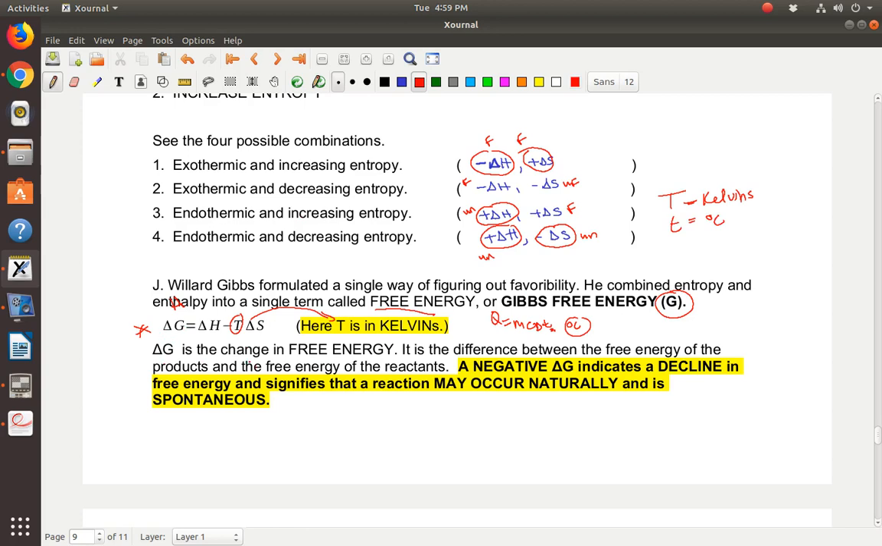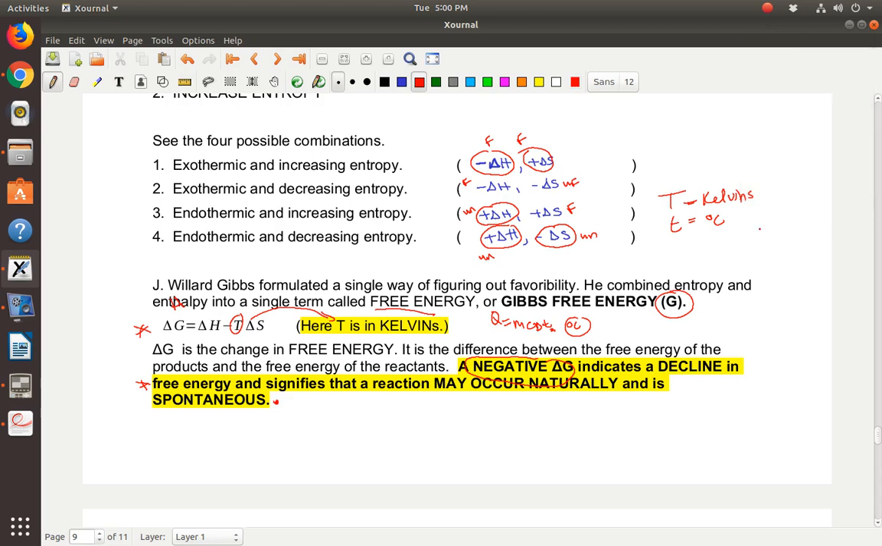So delta G is a change in free energy. A negative delta G, this is important, indicates a decline in free energy and signifies that a reaction may occur spontaneously, okay? So this is a way of figuring out if the reaction is going to happen.